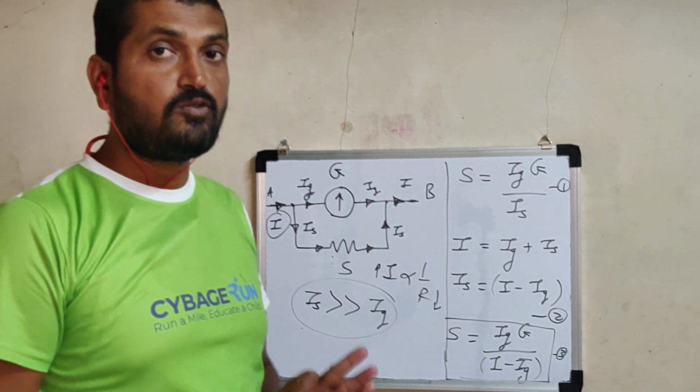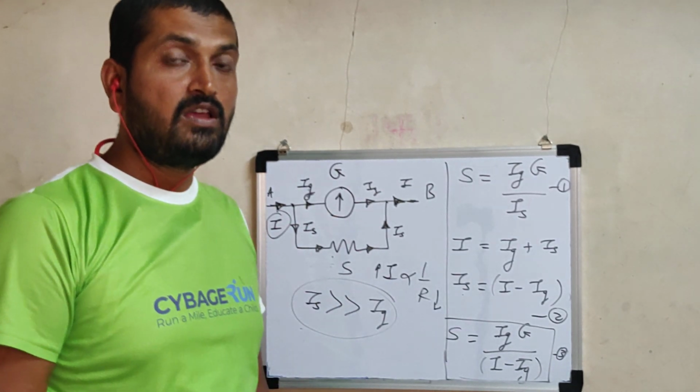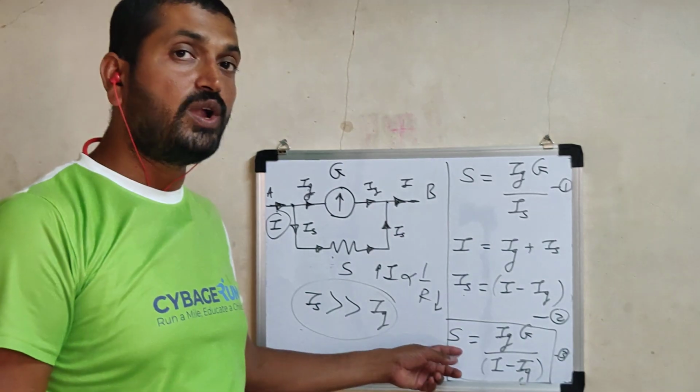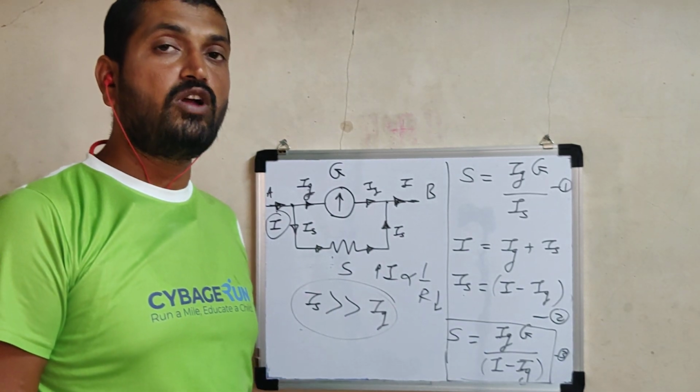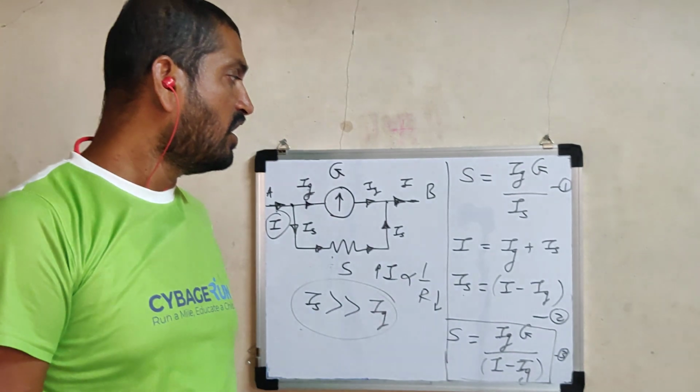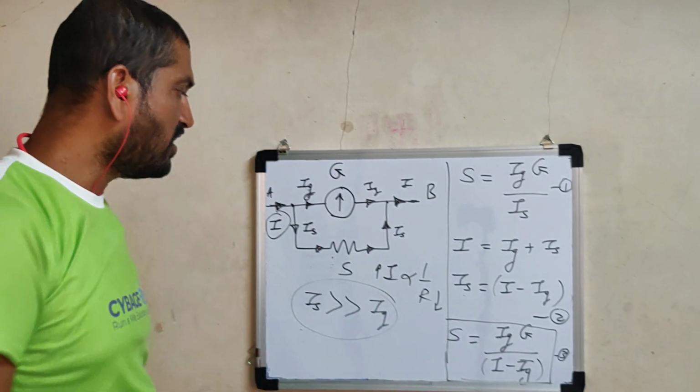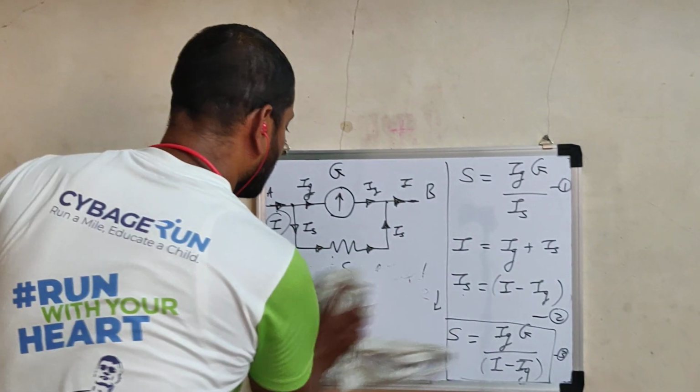Now, a question may arrive for 3 marks in your board examination: obtain an expression for the shunt required to convert a given moving coil galvanometer into an ammeter. From a problem solving point of view, this is the important equation. Now remember 2 more equations.